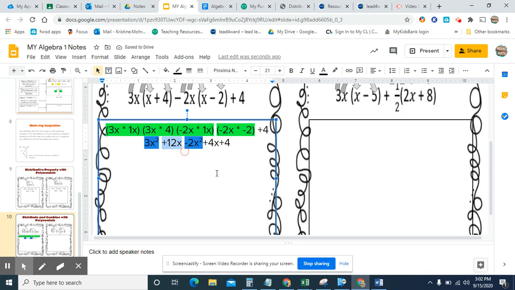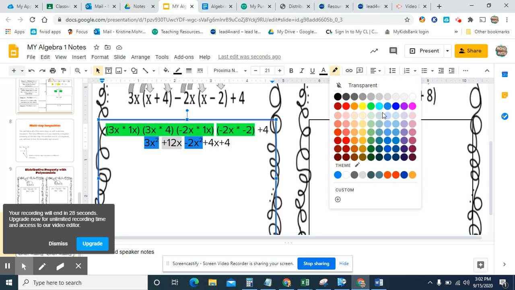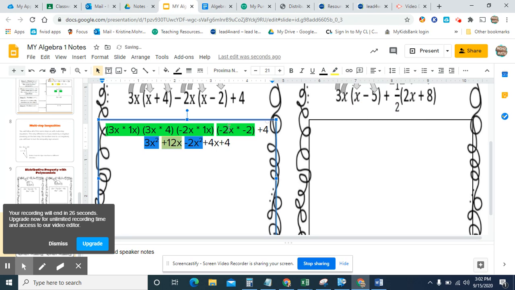Let's also check this positive 12x. We do have a like term with it, 4x. They have the same variable. So we're going to highlight that one, yellow and yellow. We're almost done. Okay, so then we just combine. 3x squared minus 2x squared is 1x squared, or just x squared. And then 12x plus 4x is plus 16x. Nothing to combine with the plus 4, so we say plus 4.